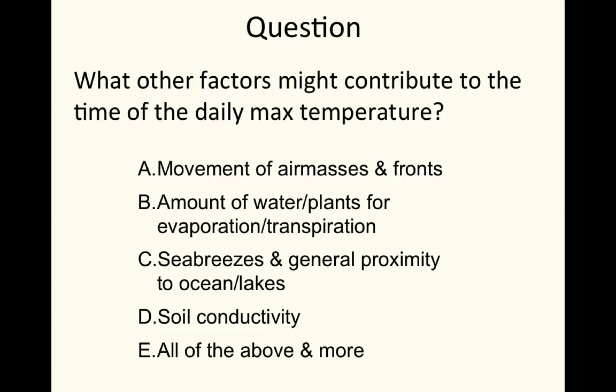The amount of water plants release through evaporation and transpiration means that some of the energy that comes in, the solar radiation, might just be evaporating water and not changing the air's temperature or the surface temperature at all.